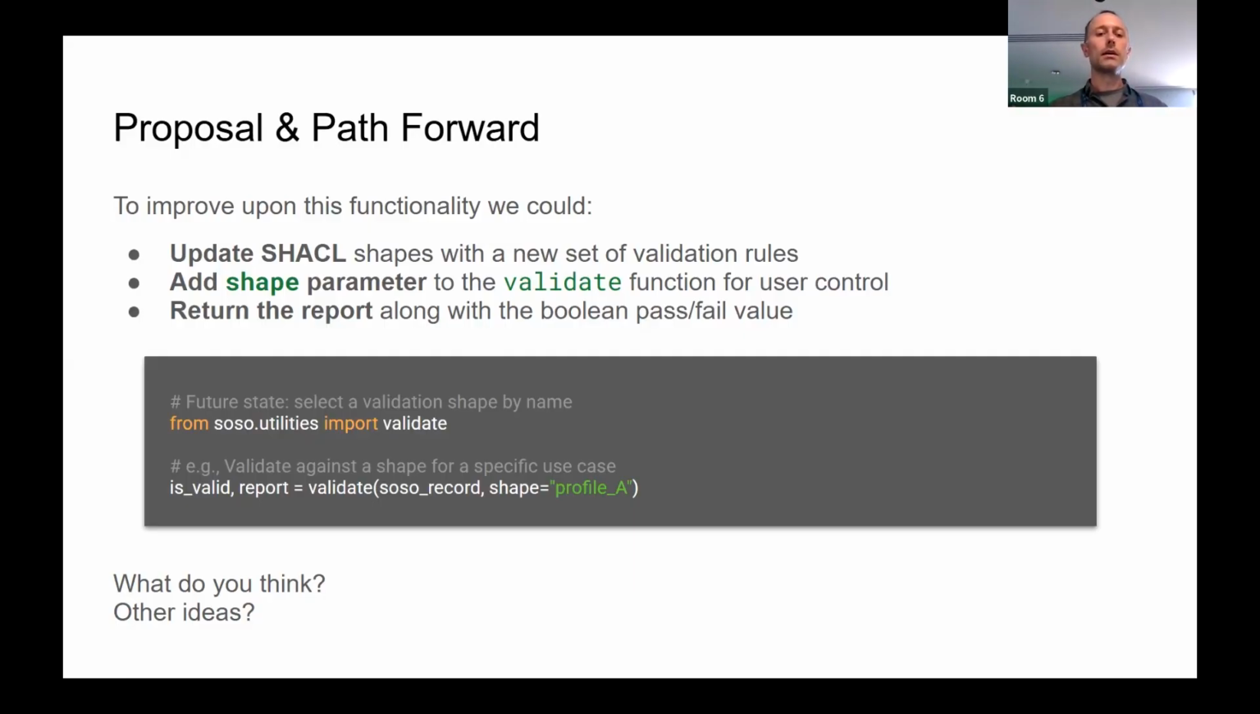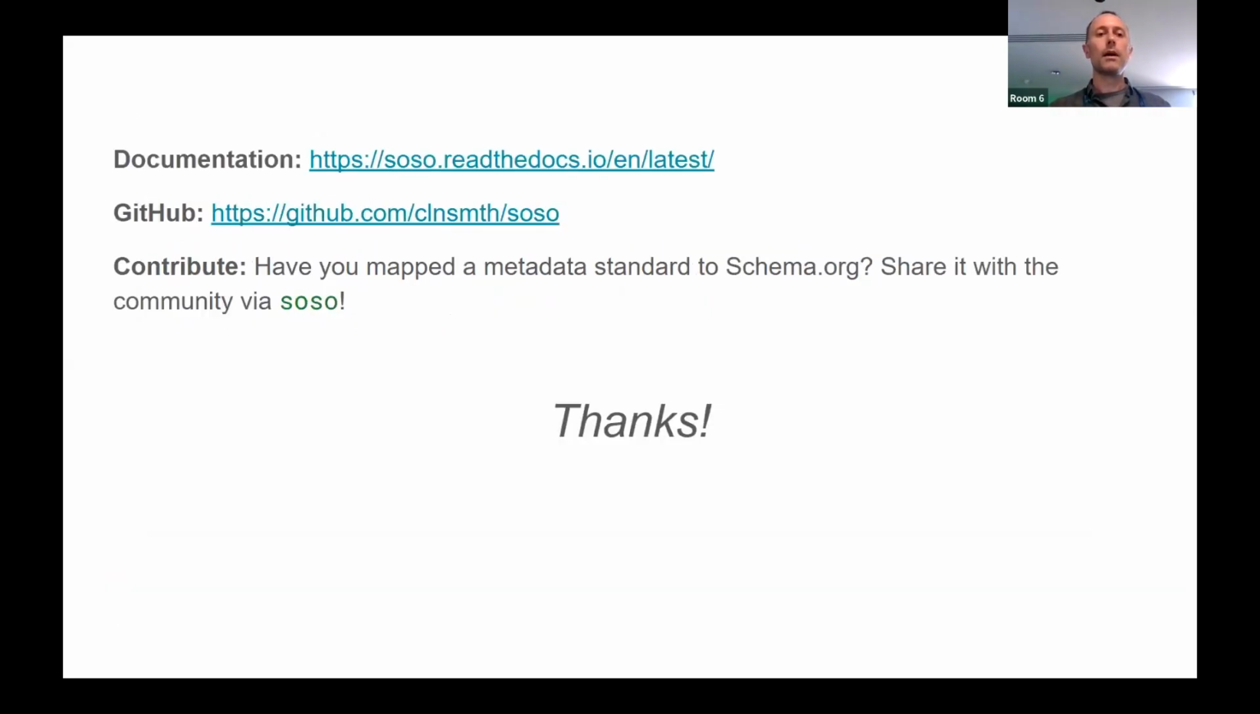So the idea in this code block here demonstrates that validate function: pass in your SOSO record, specify the shape you want to validate against, get back the result, is it valid or not, and then the associated report. So this is one way that this could be done. I don't know if you guys think this is good, if there are other ideas, willing to entertain those and discuss those here in a bit.